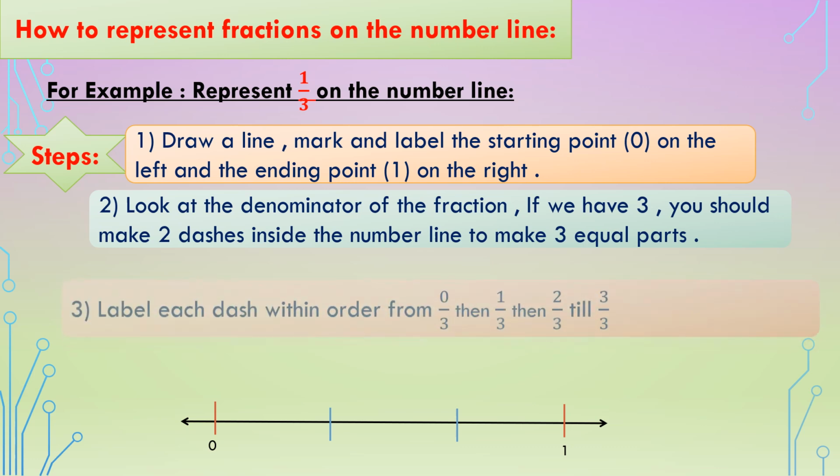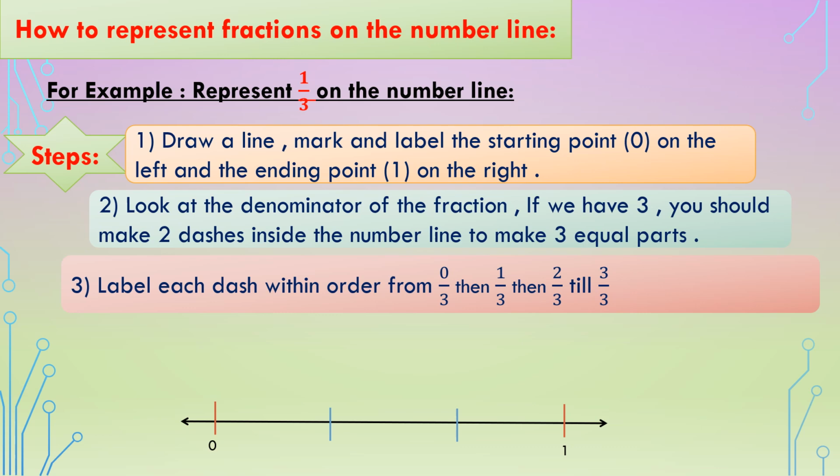Step number 3. Label each dash in order starting from 0 over 3, like this. Convert this 0 to a fraction by using the denominator 3. So 0 over 3, after 0 over 3, 1 over 3, after 1 over 3, 2 over 3, in order till the whole fraction 3 over 3.